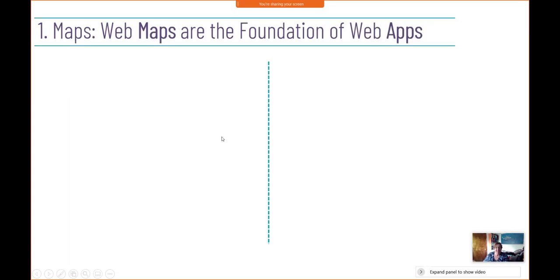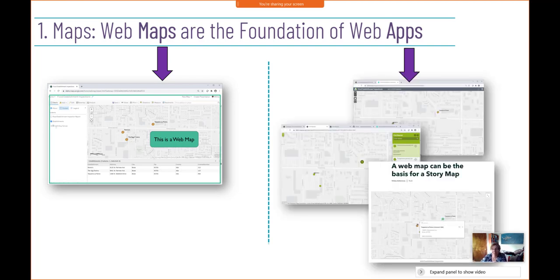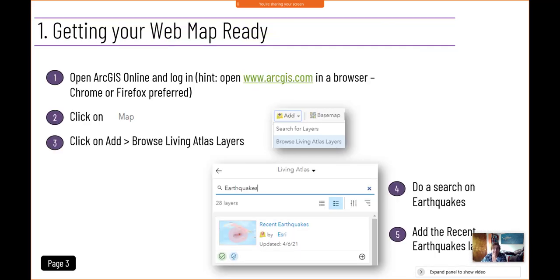All right. And so the web maps form the foundation of web apps, and really a story map is a web app. Some of them are basically just a web map with bells and whistles that turn it into a story. Some story maps are just a collection of different maps and other media. But a web map is basically the foundation, including for story maps. All right, so with that, I think we are ready to get started.